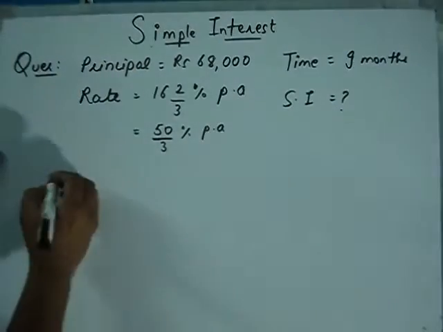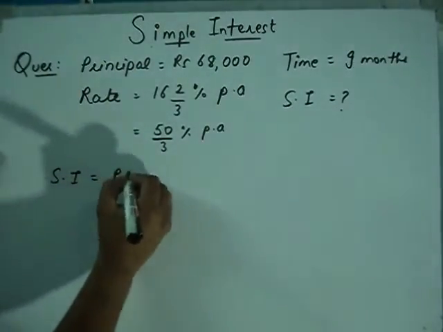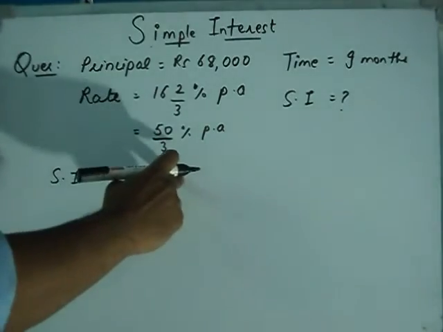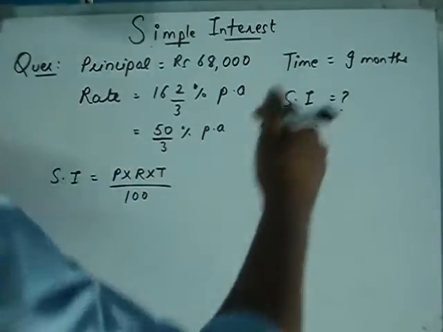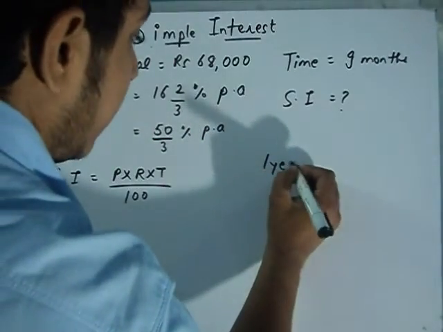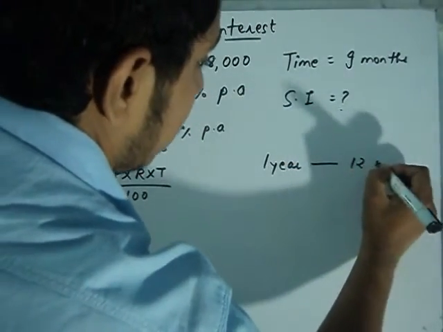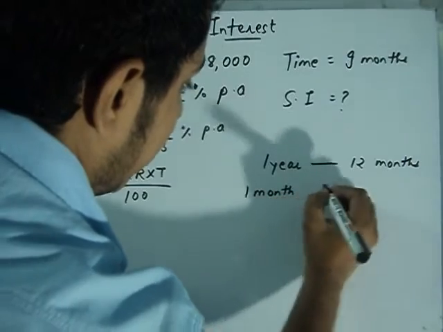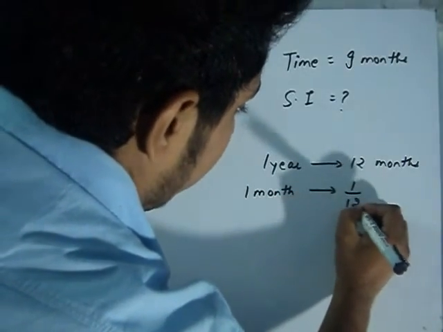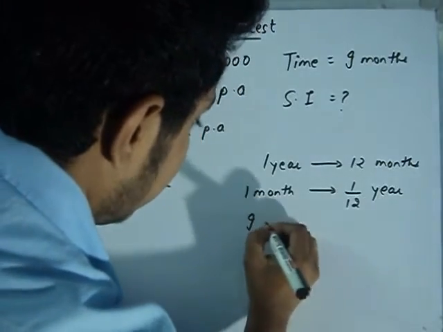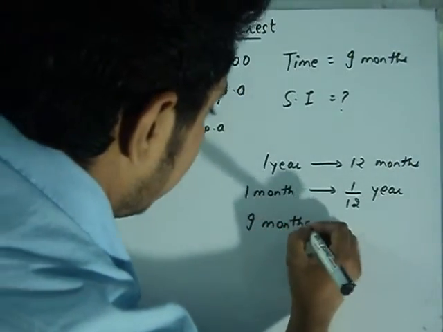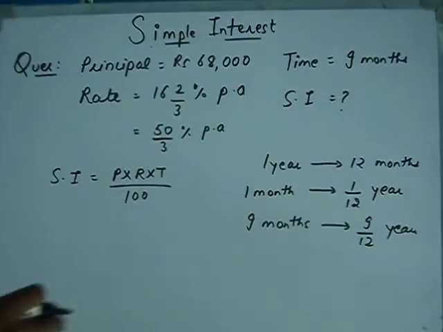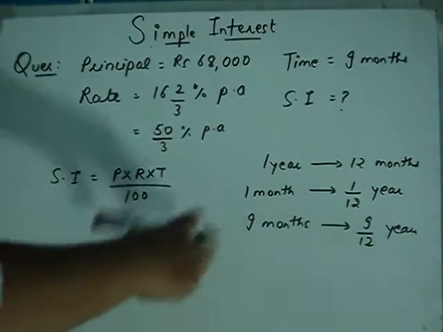So what we do, SI is equal to P into R into T divided by 100. Here time is in years, so we convert it into years. As we know, 1 year has 12 months. So 1 month is 1 by 12 year. So in 9 months we have 9 by 12 year. This is a unitary method. By this we calculate the months in year form.